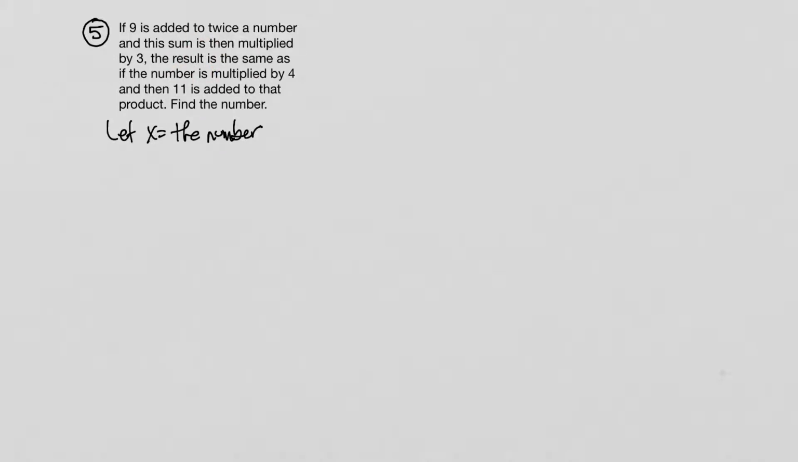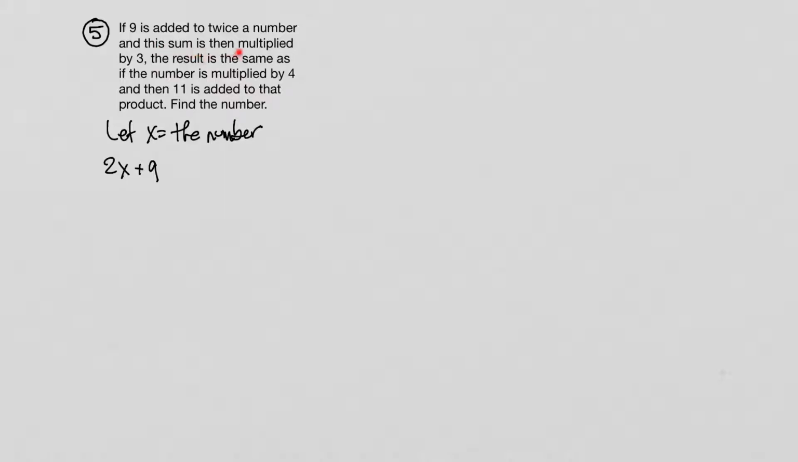And again, I'm just going to try to write what I read. So it says this: if 9 is added to twice a number. Okay, so I'm going to add 9 to what? Twice a number. Now, the number is x, so here's twice the number, and then I'm going to add 9 to that. And then what does it say?